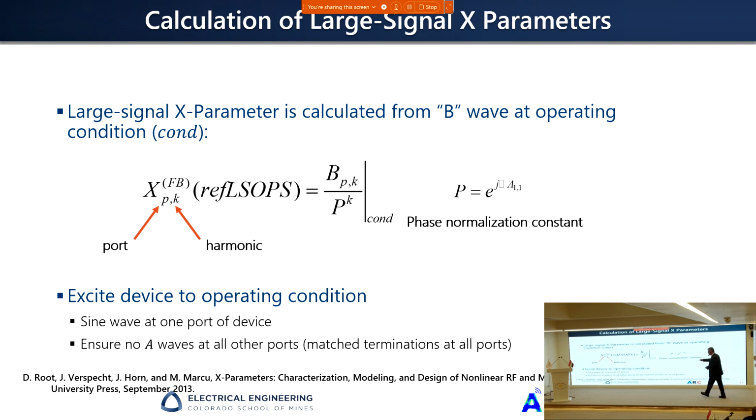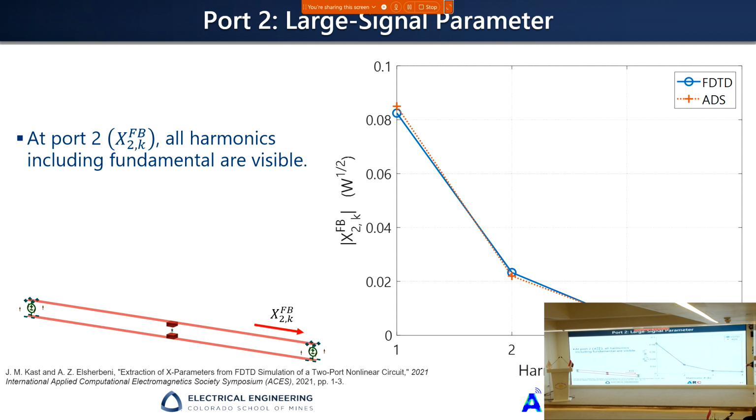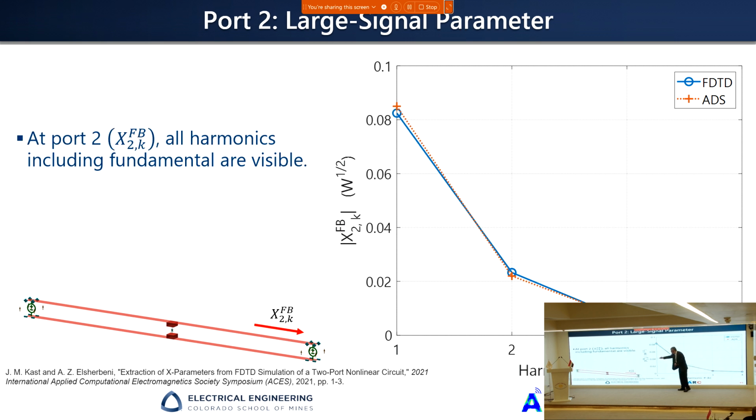So this is the first X value, which comes from the B wave. If you look at the representation of this B wave extracted using finite difference time domain and ADS, you can see a perfect match here. That's the amplitude, and the previous one was at port 1, the reflected B wave. And this one is the transmitted B wave at port 2. You can also see a very good match between both of them.